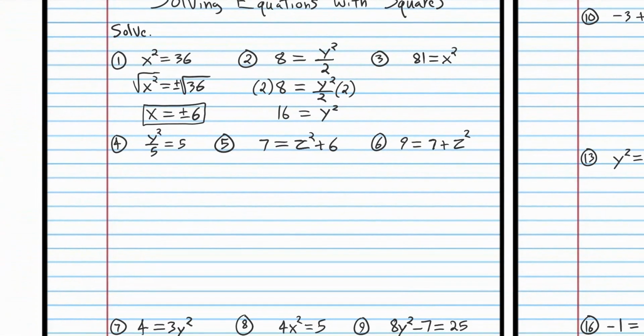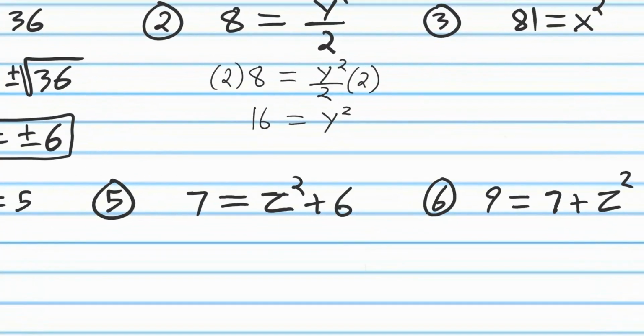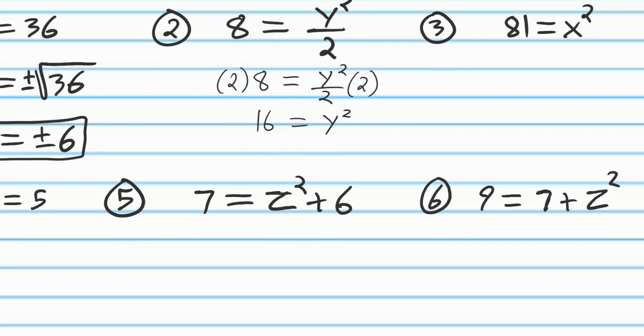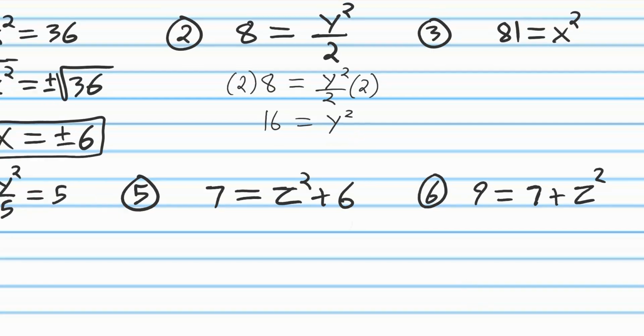So it looks like I'm going to need some more room here. Actually, I think I'm just going to make this writing smaller. So now we isolated the square. That's the first step, is to isolate the square. So now the square, y squared, is by itself.